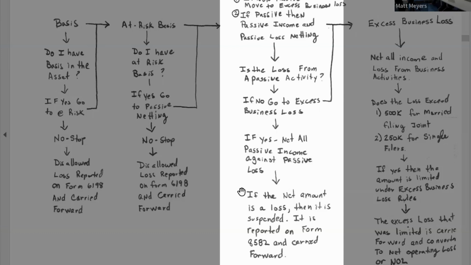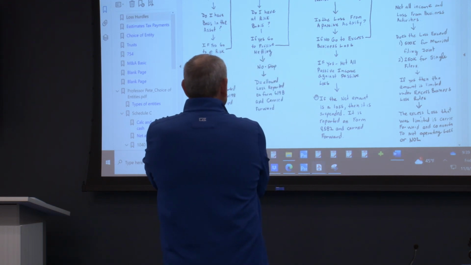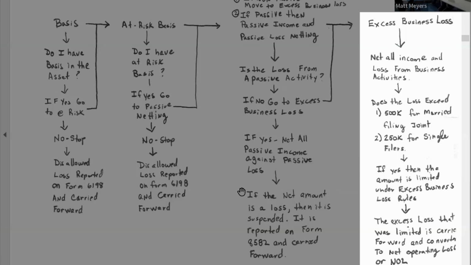So there's another form that is probably worthy of highlighting. The at-risk hurdle is reported on Form 6198. The passive hurdle is reported on Form 8582. Then excess business loss: if I jump every single one of those hurdles, I get to excess business loss.